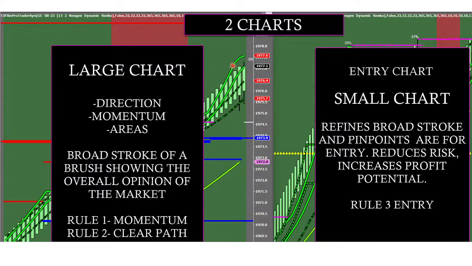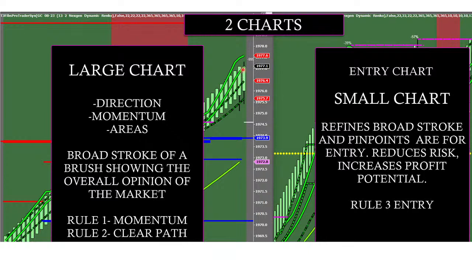More specifically, on this first chart, the large chart, most current bar, it's going to give you all the information you need to look for an entry. Your large chart is a very slow moving chart. It's a broad stroke of a brush. It really gives the overall opinion of the market, and it will define direction, meaning that the large chart's going to tell you whether you're looking for rules to be met for long trades or short trades. And that's a beauty here. We can make money both directions.